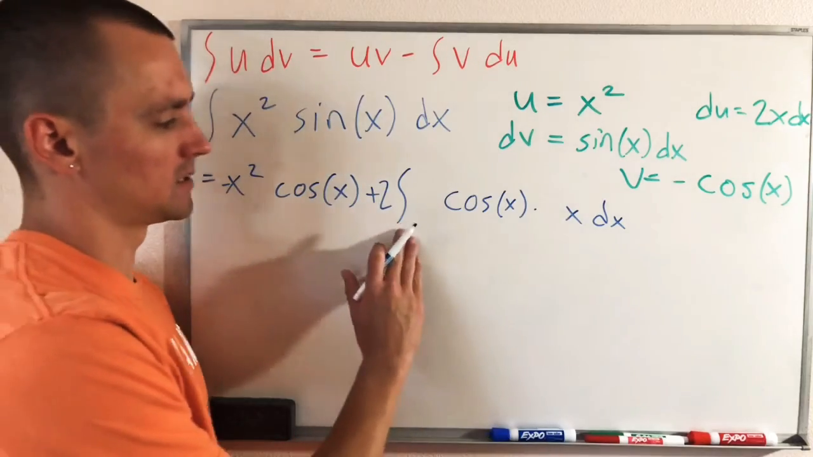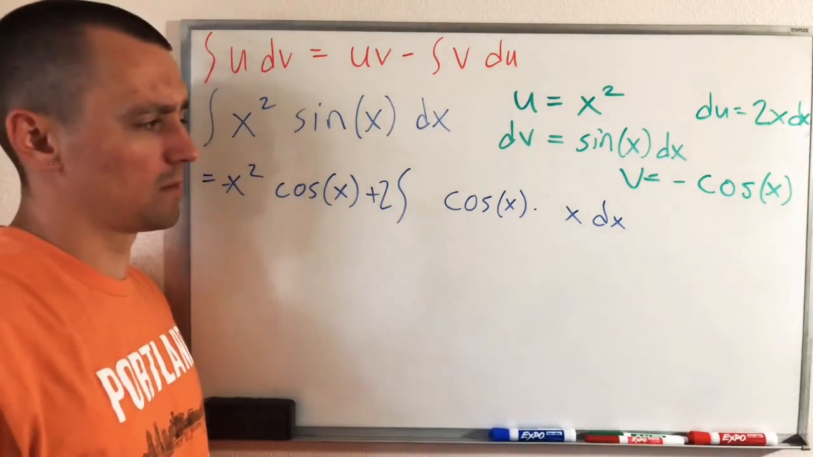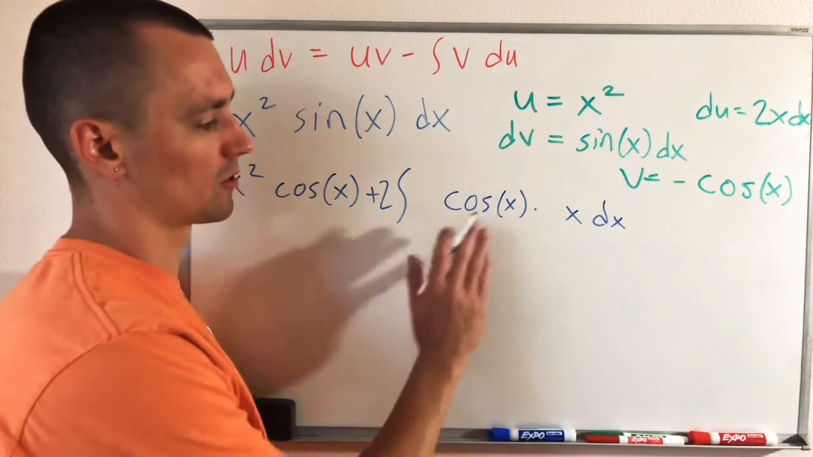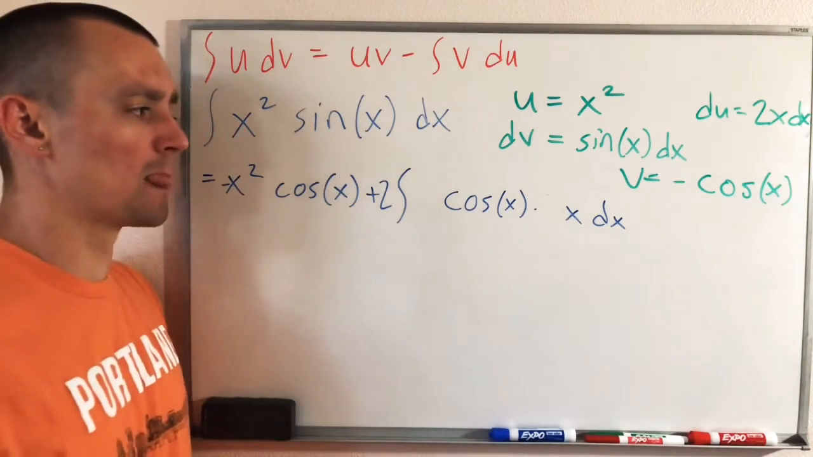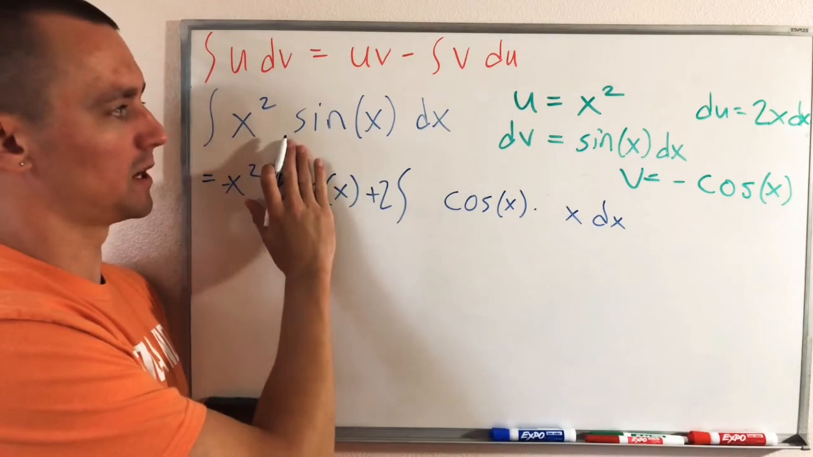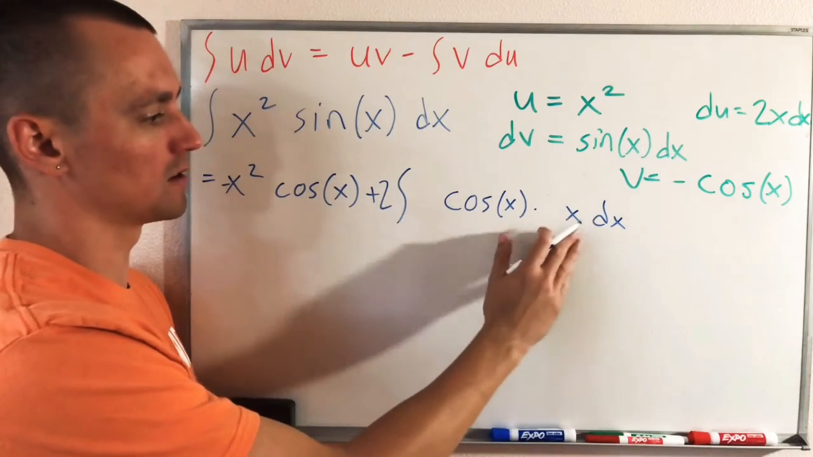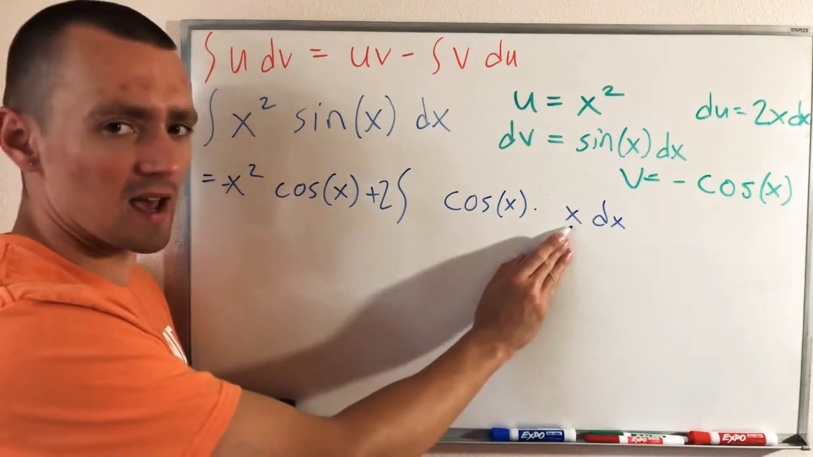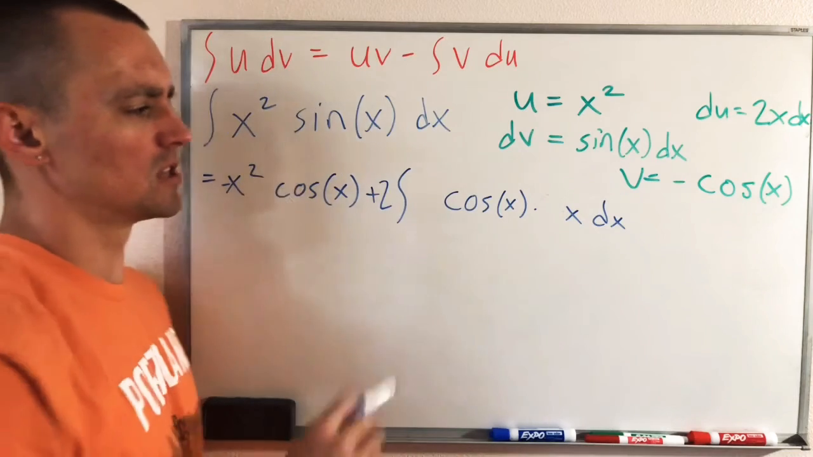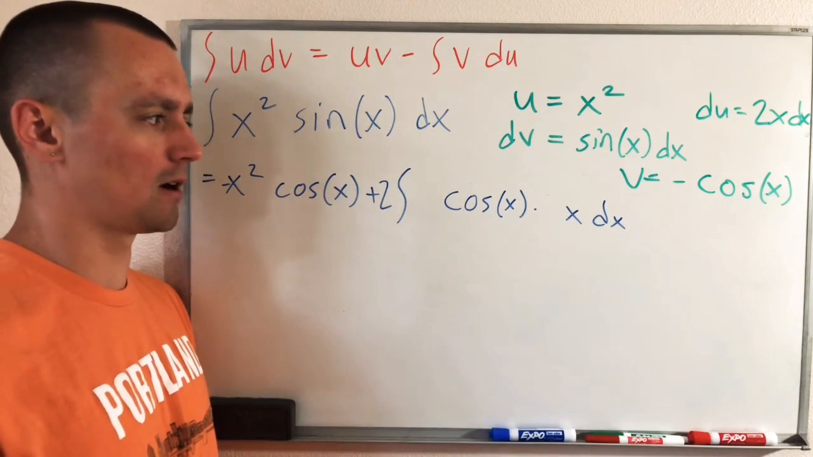So now looking at this integral here, this isn't really that much simpler to deal with. You can see we still have the integral of two things being multiplied together. However, this integral is a little bit better than the one we started with because we still have some trig function being multiplied by something else, but in this case the something else is just an x instead of an x squared. So we're a little bit closer to having something easy to deal with, but not quite there.